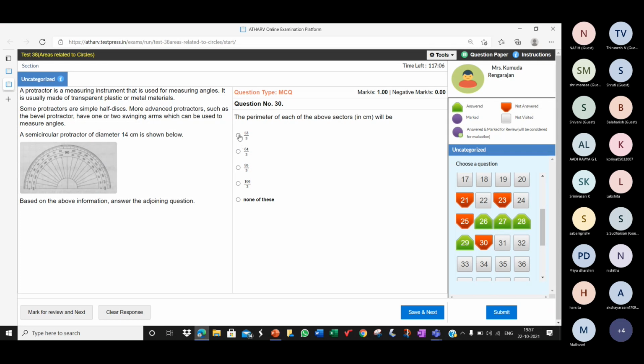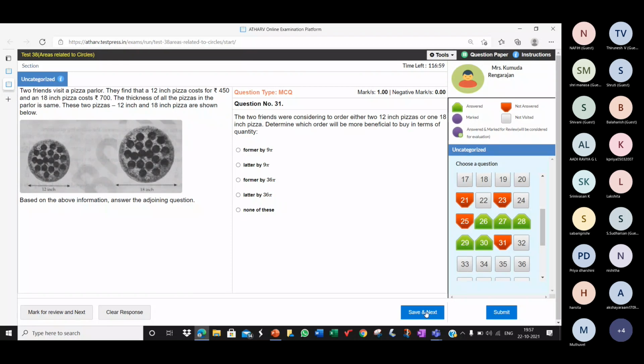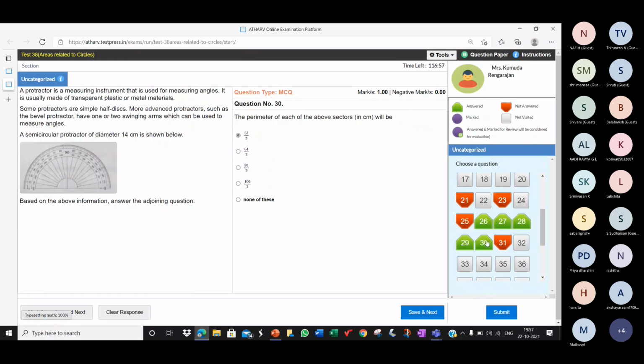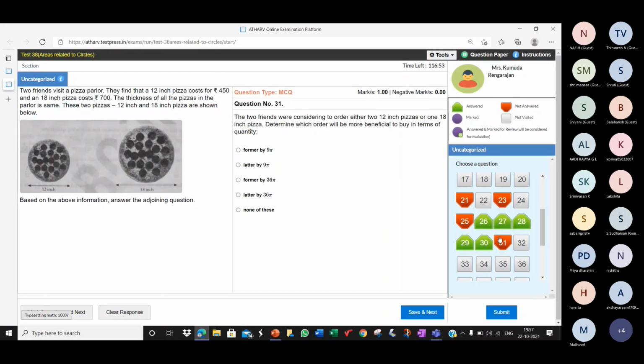So let me check this. 53 by 3. Okay, so that's all. That's all the questions based on the protractor. This is the next one. See the next one.